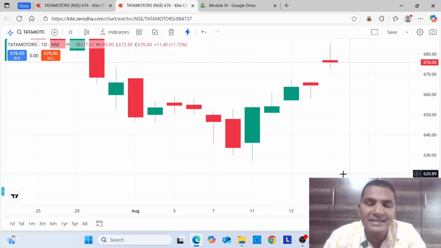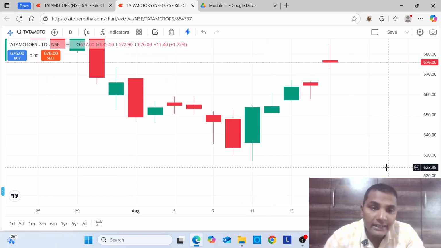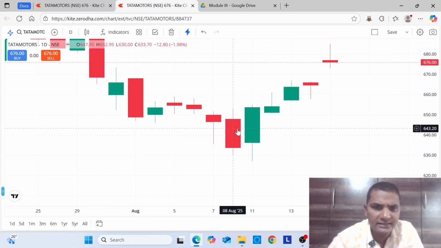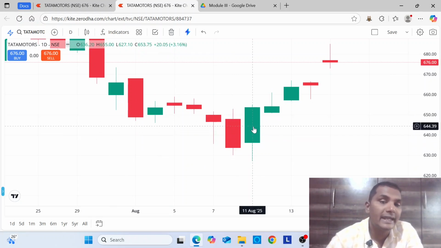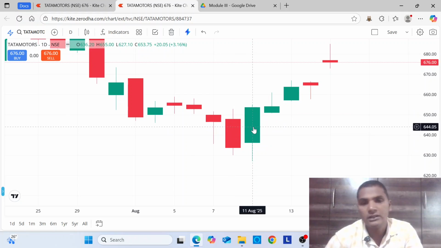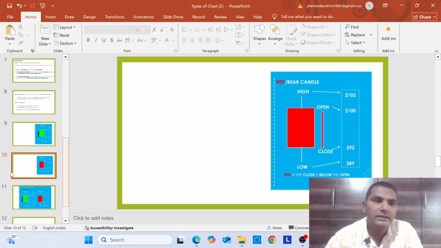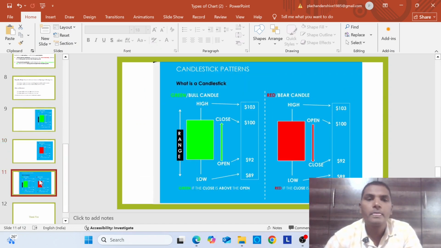So in that way we can understand the candle, and all the price fluctuation or price movement in the stocks is presented with the help of candles. There are two types of candles. The red candle is what we call a bearish candle, and the green candle is what we call a bullish or bull candle. So these are the types of chart that we have learned.